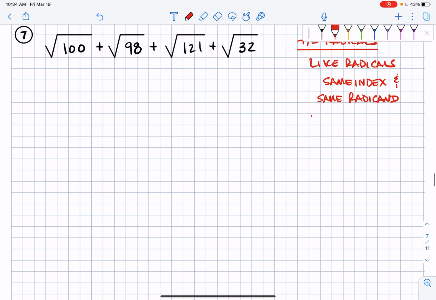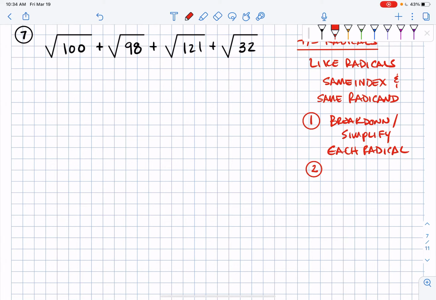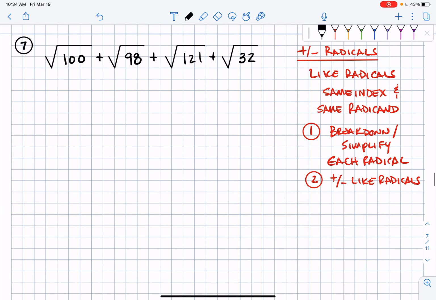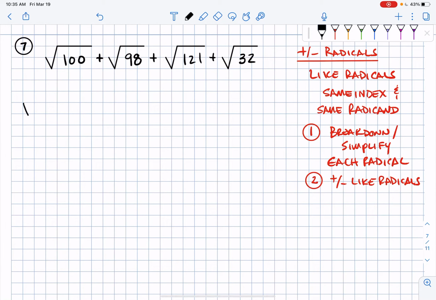So the first thing I should do is to, I should call this probably, simplify each radical. And 2, add and subtract like radicals. There we go. All right. So let's take a look. Okay. So 100. Let's break down 100. And these are all square roots because there's no index in them.